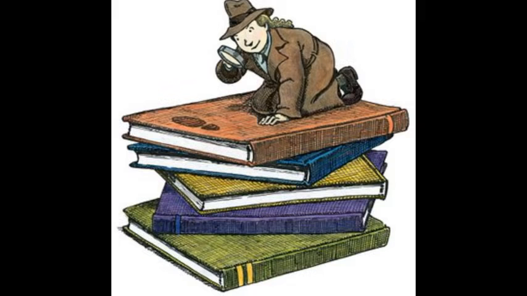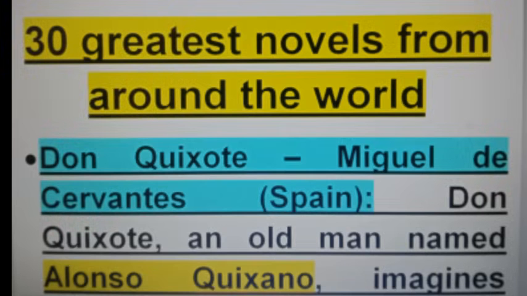Today let's talk about the main points of the 30 greatest novels from around the world. First of all, we have a work from Spain written by Miguel de Cervantes Saavedra. The work is Don Quixote.